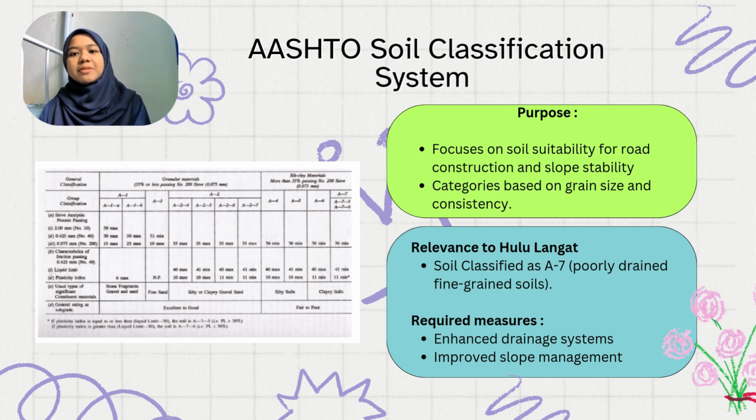To address these challenges, better drainage systems and efficient slope management techniques are essential. AASHTO helps determine the necessary measures to handle high-risk soil like those found in the Hulu Langat.